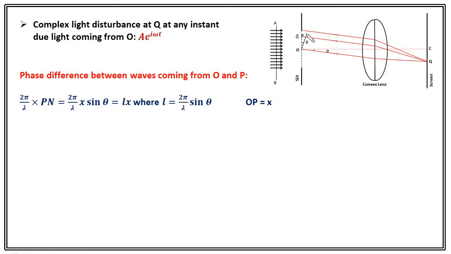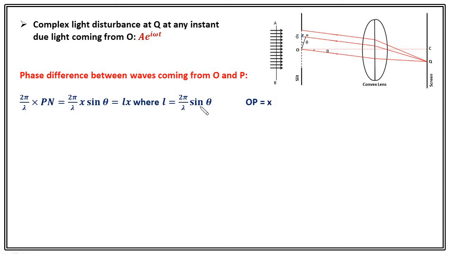And here from this triangle we can easily see the path difference is Pn, right? So the phase difference will be 2π/λ times Pn, and this Pn we can calculate by using this triangle. Suppose the distance of P from O is x, then this Pn will be x sin θ because this angle is θ. So 2π/λ x sin θ, which equals Lx, where L is 2π/λ sin θ.